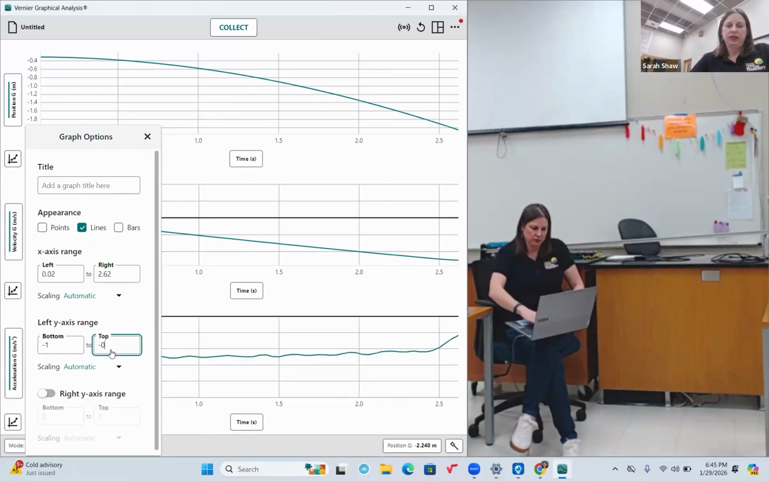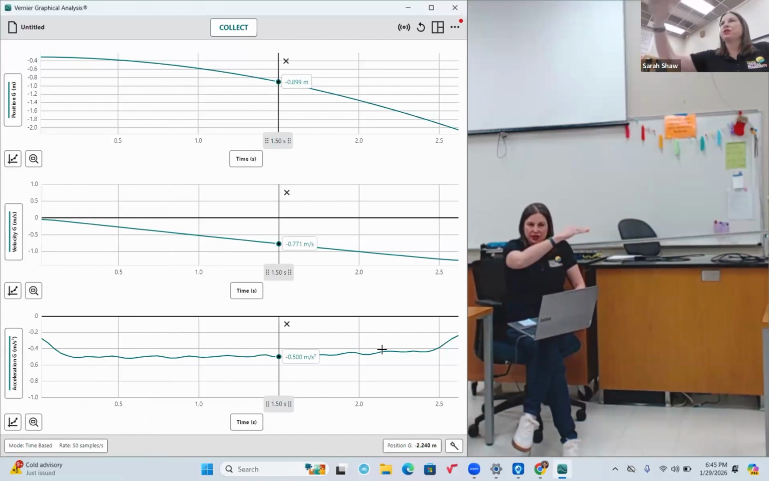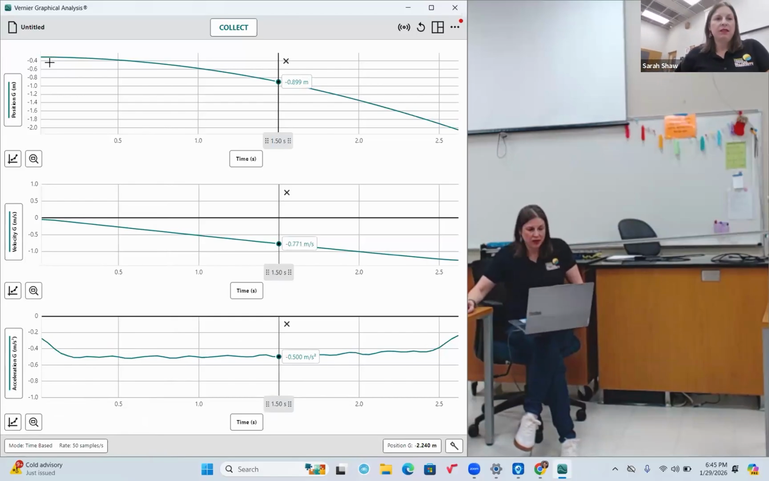Oops, to 0, not -0. And that one you can see is a pretty linear graph. I guess I could have done -2 to 0, but that allows me to see that this is pretty much a straight line all the way down. I guess that was the wheels on my track. This might be a little old and dusty.